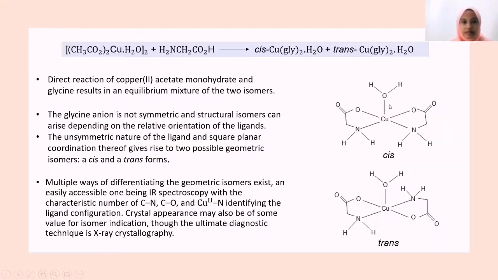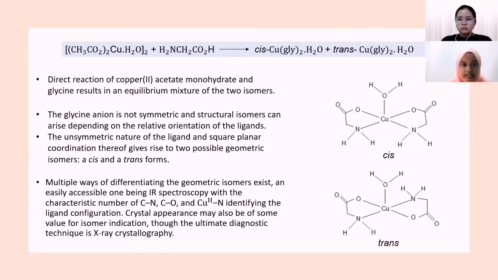So next, the direct reaction of copper(II) acetate monohydrate and glycine results in an equilibrium mixture of two isomer products. If we look at the upper part of the slide, we react copper(II) acetate monohydrate with glycine, and we produce two possible geometric isomers, cis and trans.